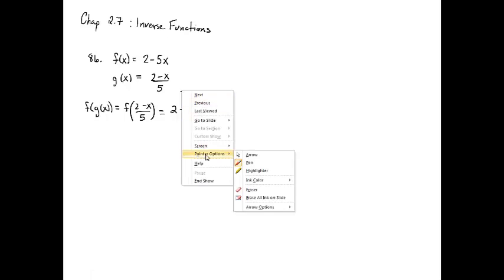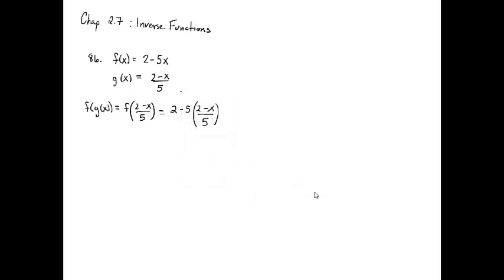Let's change colors. Well, the 5's cancel, and I'm left with just 2 minus (2 minus x). That minus sign is on the outside of everything, not just the 2, so make sure you have parentheses here. And this cleans up into being just x. Awesome, so f of g is just x.